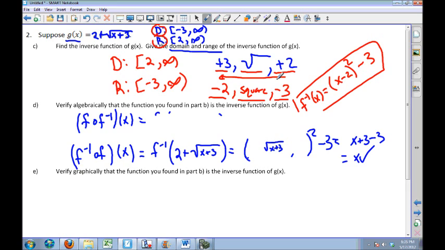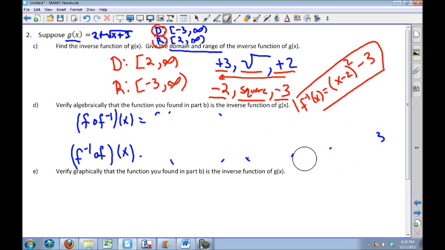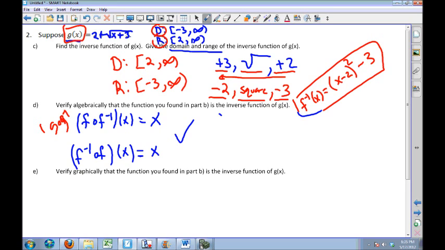So since both of these compositions, f of f inverse equals x and f inverse of f equals x, I have verified that this is actually my inverse function. I should mention that I made a mistake. This was all supposed to be g, not f, so this should have been g composed with g inverse, and this should have been not f inverse, but g inverse.